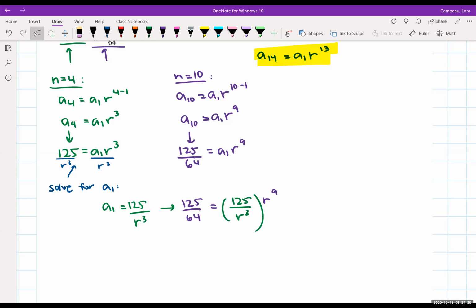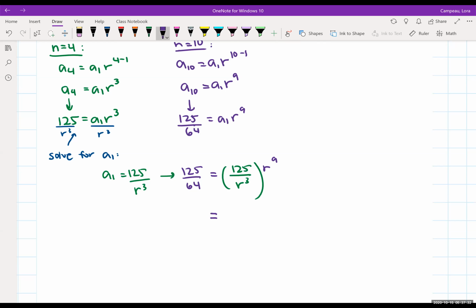Now you can use laws of exponents to simplify the r's. Remember, this r is over 1. So in a way, we're dividing with the same base. We keep the base and subtract the exponents. So we still have 125, nothing has happened there, and what we're dealing with is r to the 9 minus 3, or if you reduce it, r to the 6th. On the left-hand side, we still have 125 over 64.